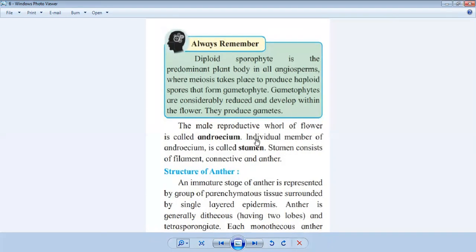ठीक है, तो androecium के अगर हम लोग individual members अगर लेते हैं, the individual members of the androecium are called a stamen. तो ये basic information है. The stamens consist of three parts: filament, connective, and the anther.